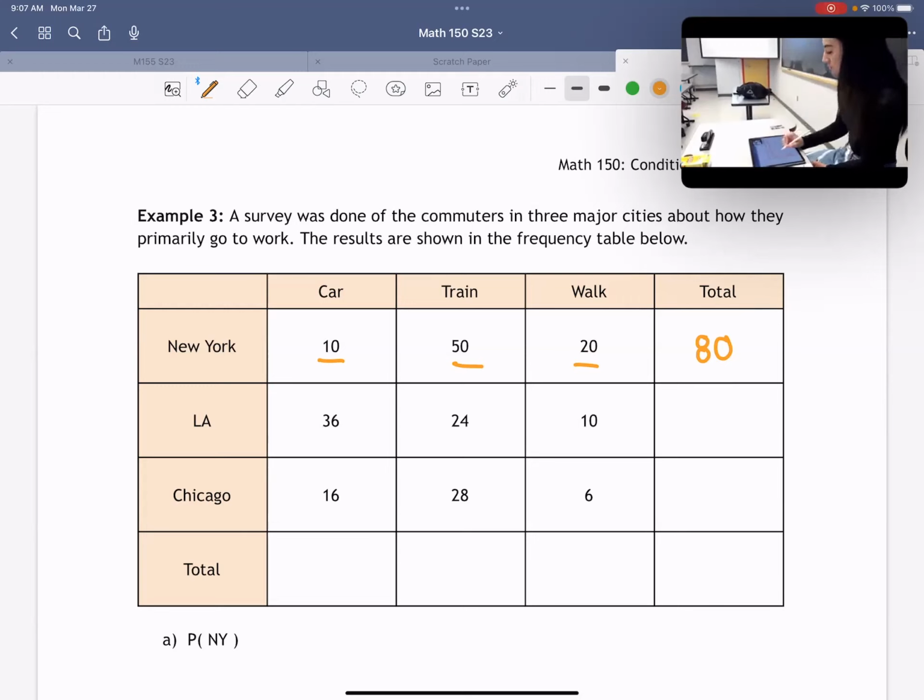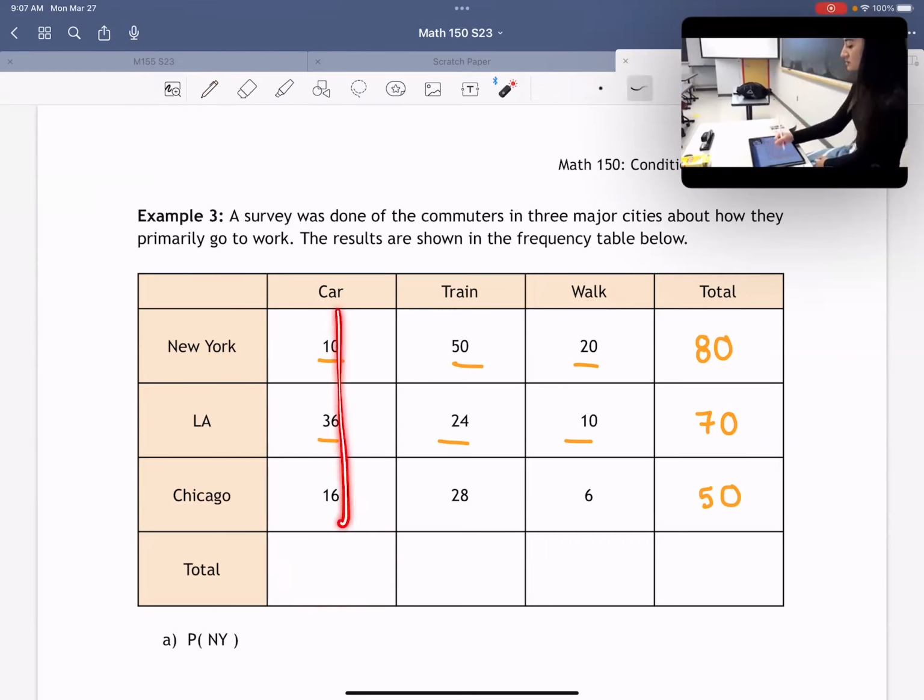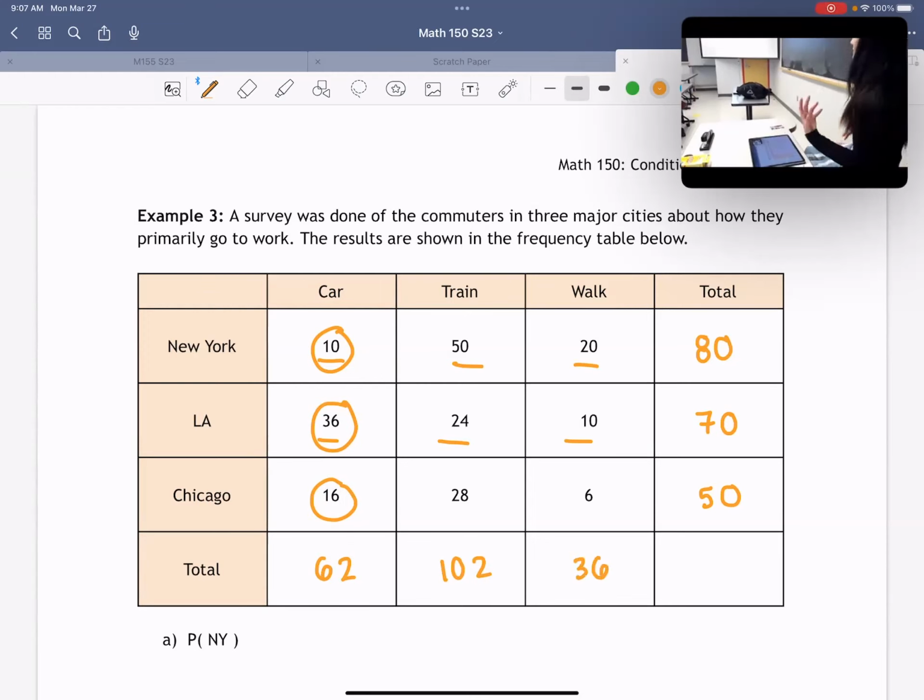Okay. Then you can go through and fill out the other ones, right? Adding across, we get 70. Adding across, we get 50. And those tell us how many people live in LA and how many people live in Chicago. Going down to the bottom row, these tell us how many people take the car. Instead of looking across, we go down. So to fill out that row, we add down 10 plus 36 plus 16, which gives me 62. Adding down gives me 102. Adding down gives me 36. And that tells us how many people take the car, take the train, and how many people walk.